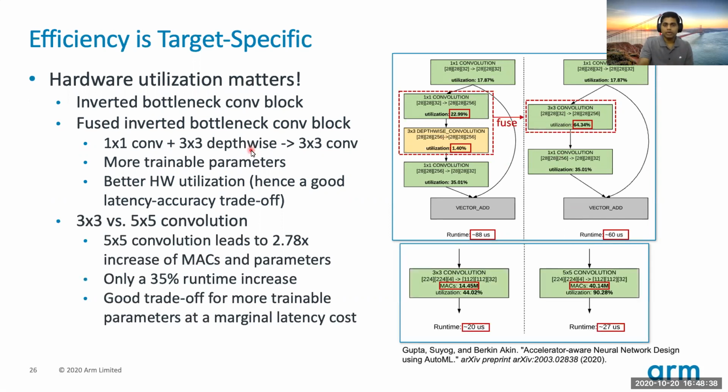Moving on to the next example. Here is another motivational example where a 3 by 3 convolution is replaced by a 5 by 5 convolution. If we replace a 3 by 3 with a 5 by 5, the number of flops increases almost by 2.78x, whereas the runtime is only marginally increased, by 35%. So that's a good trade-off, considering that you are increasing the flops by almost 3x, and you're only increasing the latency very marginally.